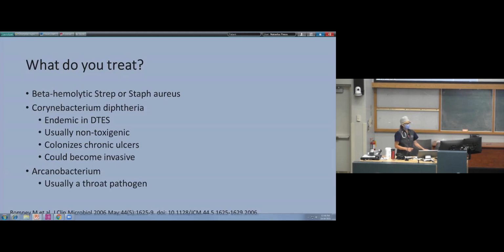But for both of these, the treatment of choice is really historically what we've been using for a long time. So penicillin, erythromycin. But in fact, a lot of antibiotics that we use anyway to treat skin and soft tissue infection do cover either Corynebacterium or Arcanobacterium. So for Coryne, for example, vanco, dapto, ceftriaxone. For Arcanobacterium, some beta-lactams, clindamycin probably. So even though those aren't the drugs of choice, sometimes the drugs that we're using anyway will treat them.